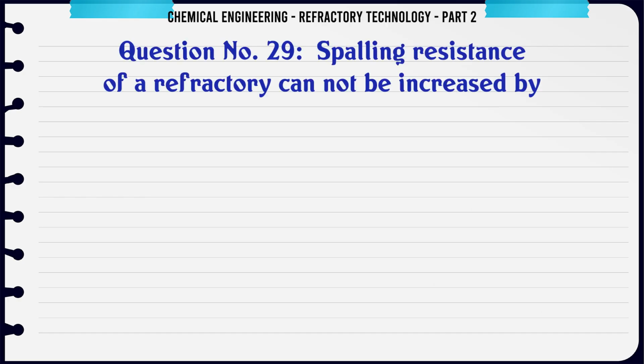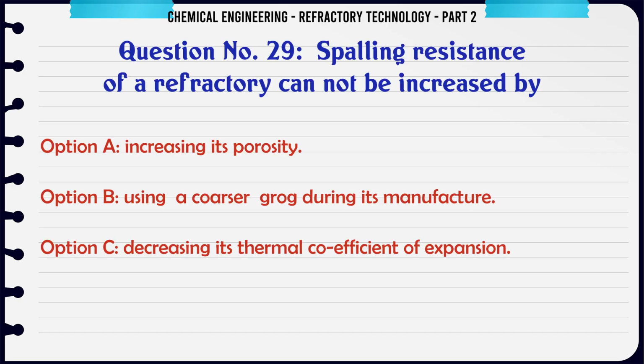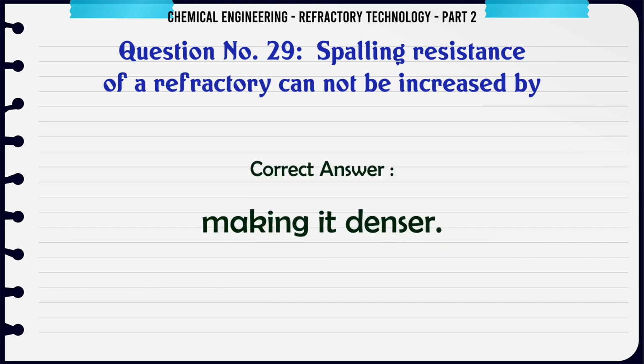Spalling resistance of a refractory cannot be increased by A. increasing its porosity. B. using a coarser grog during its manufacture. C. decreasing its thermal coefficient of expansion. D. making it denser. The correct answer is making it denser.